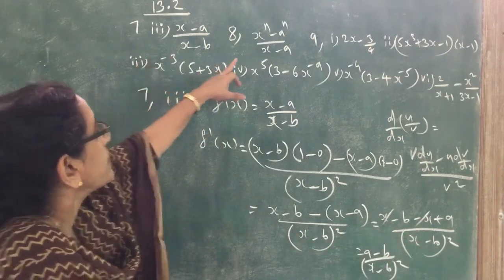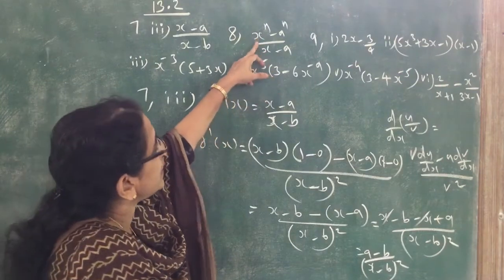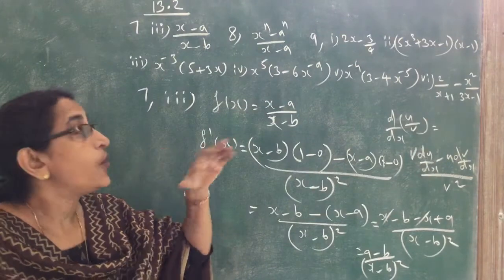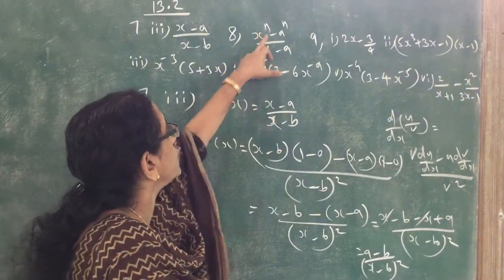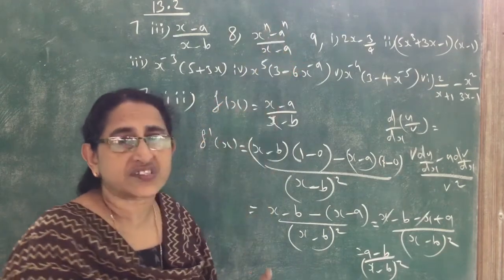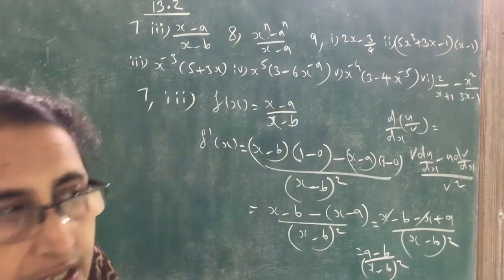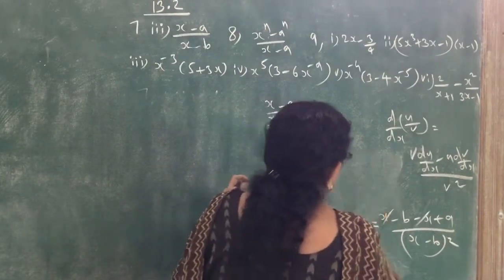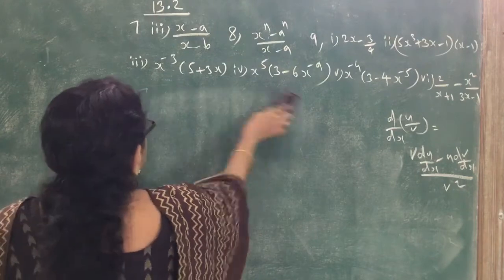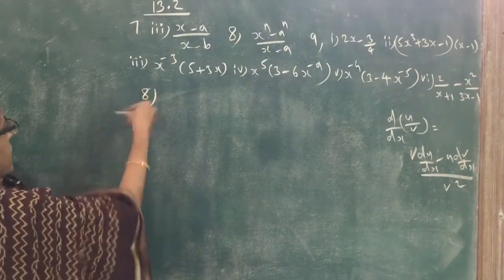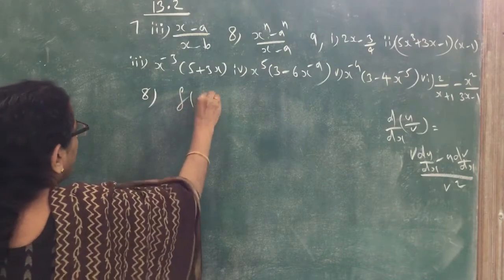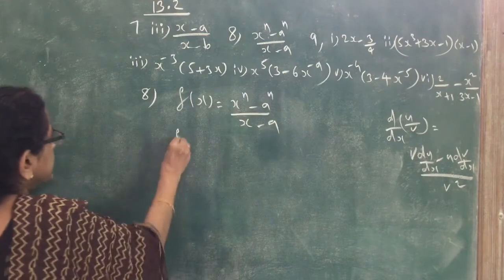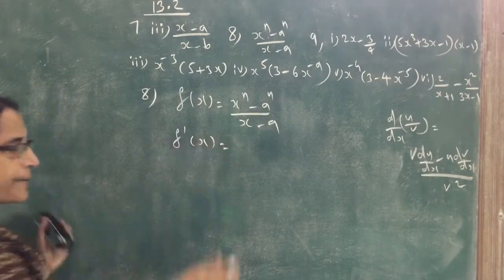Now the 8th one, we have to find the derivative of (x raised to n minus a raised to n) divided by (x minus a). Here also the function is in the form of quotient, u by v form. And here a is a constant, given that a is constant. So here also we have to apply the quotient rule. Given function f of x equals (x raised to n minus a raised to n) divided by (x minus a). Then f dash x equals, we have to apply the quotient rule.